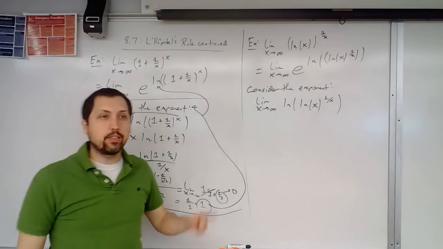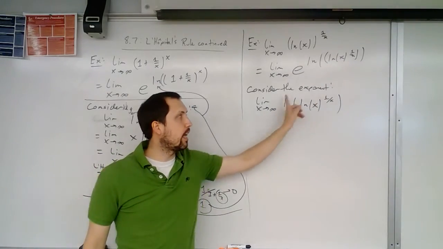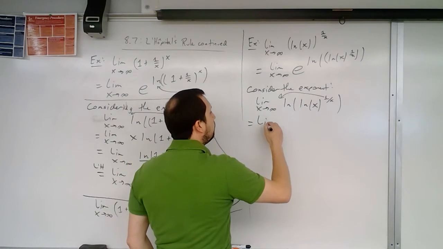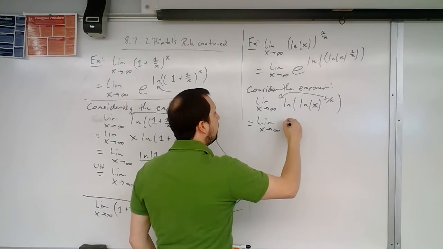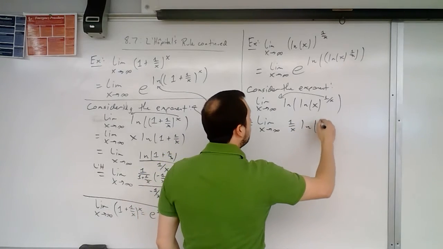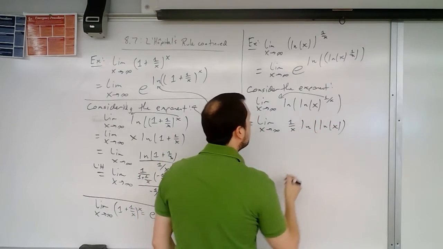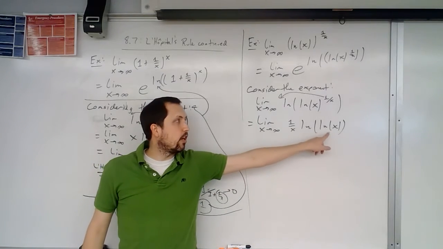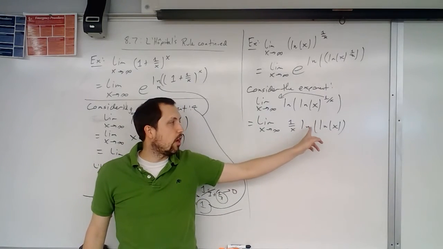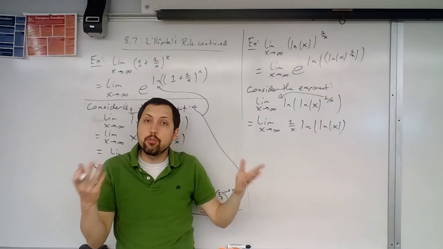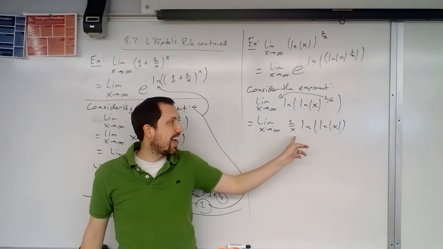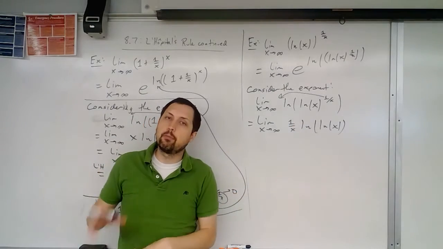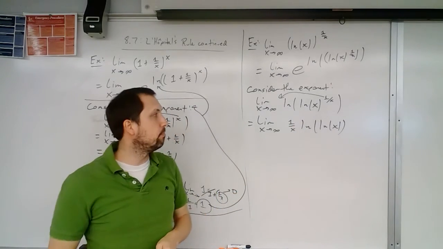Now at this point, what did we say we do? Well, we said that we want to bring down the exponent because we have natural logs. So this is equal to the limit as x tends to infinity, 1 over x, natural log of x. Now, as x goes to infinity, natural log of x goes to infinity, and 1 divided by x is going to 0, so I have 0 times infinity, that is an indeterminate form.